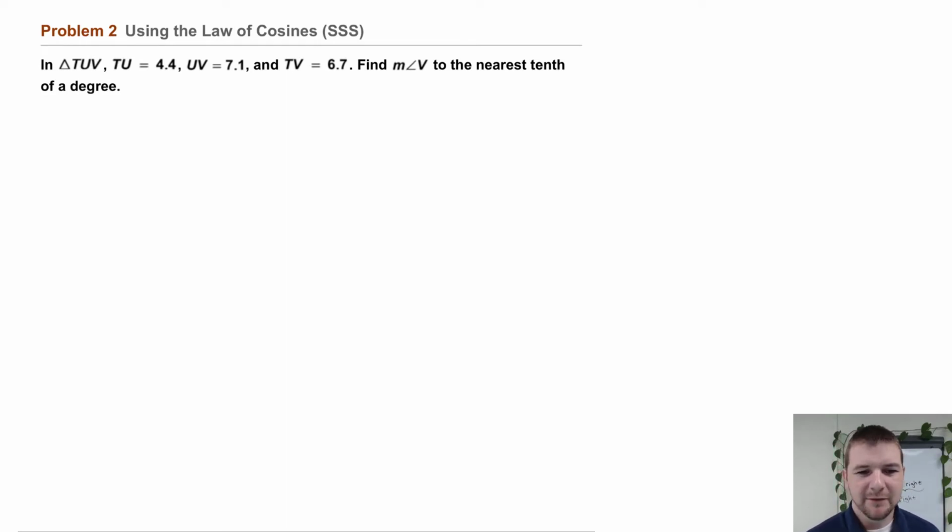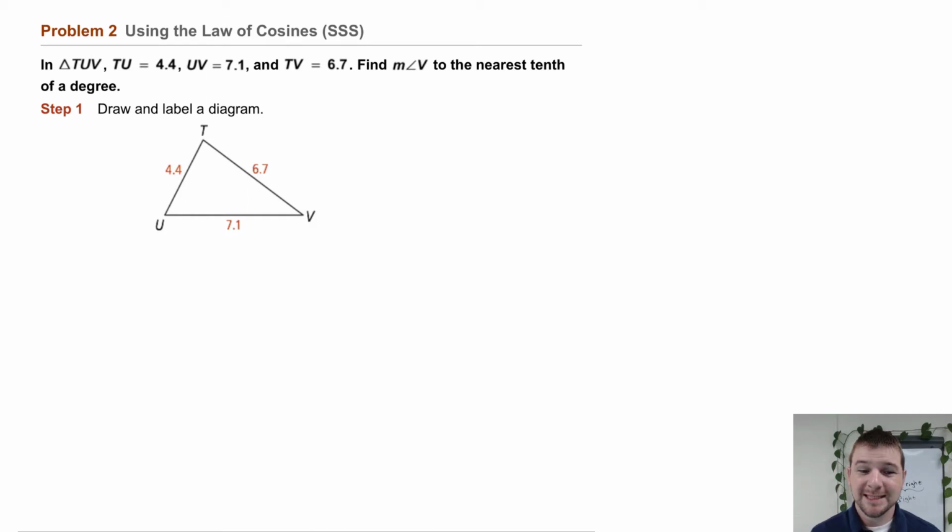So note, this one's different. We know all three side lengths, and we're trying to solve for an unknown angle measure. So we should definitely draw and label a diagram. We can see that here in step 1. T, U, and V clearly labeled as the vertices, and then the lengths of each side labeled as well.